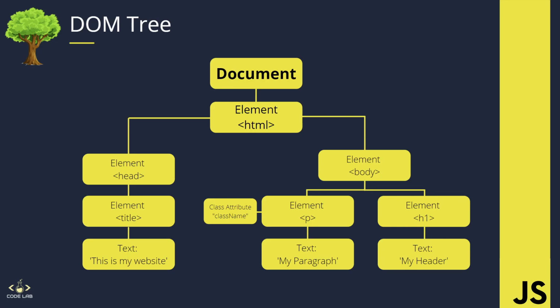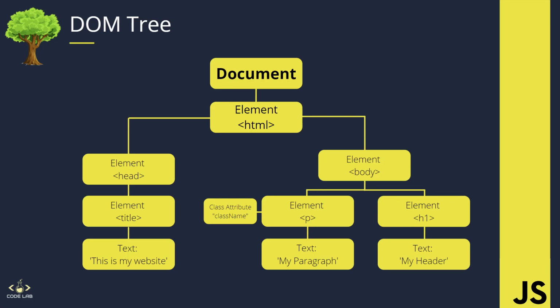The paragraph and the h1 are siblings to each other, and the text content inside each of these elements are child nodes to the paragraph and h1. So the my link and my header are child nodes to the h1 and the paragraph element. Now we can also see by the paragraph tag we have a class attribute.